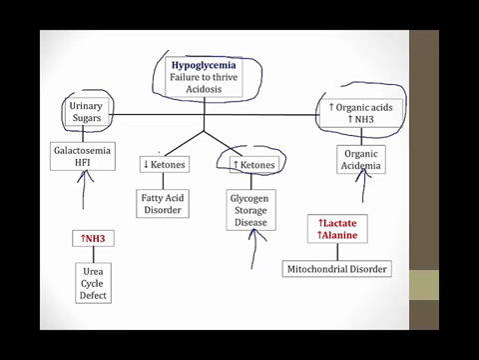If you have hypoketotic hypoglycemia, remember that is a very unusual finding, and that suggests some problem with fatty acid metabolism. Also, if you see an isolated high level of ammonia, that suggests a urea cycle defect. And then finally, if you see high levels of lactate and alanine, that suggests the mitochondria aren't working, and you should look for some mitochondrial disorder as a potential cause.